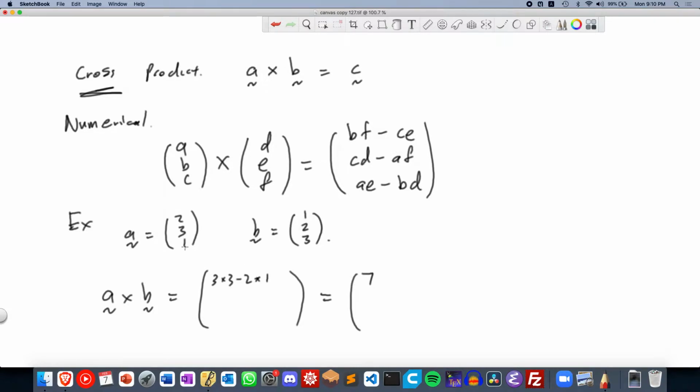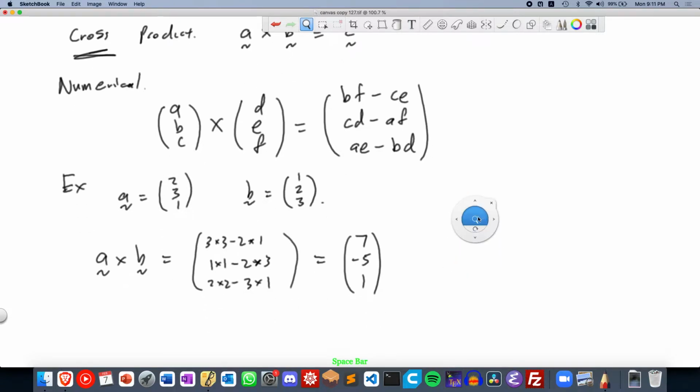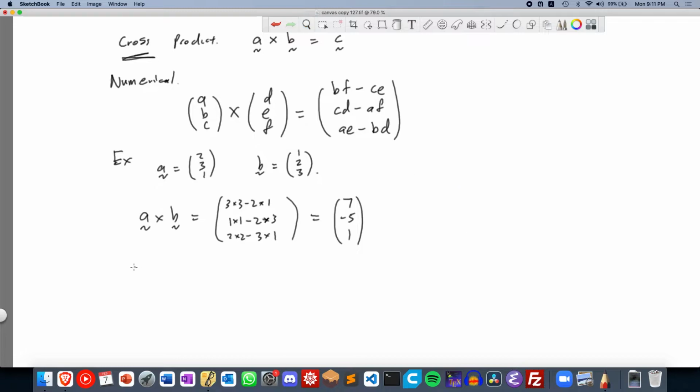Then the next one will be 1 times 1 minus 2 times 3, so that's minus 5. And the last one will be 2 times 2 minus 3 times 1, which equals 1. Okay, so that's the numerical picture, and you see the numerical picture is quite straightforward. It's just a little bit of memorization.